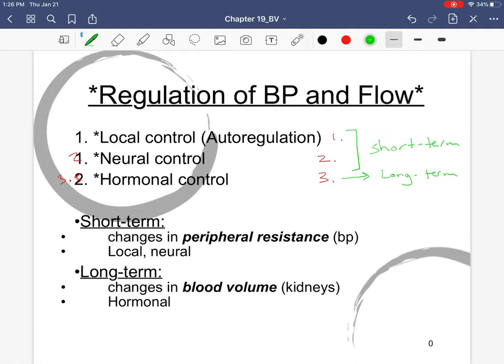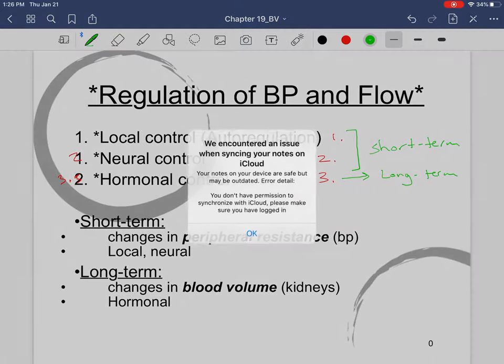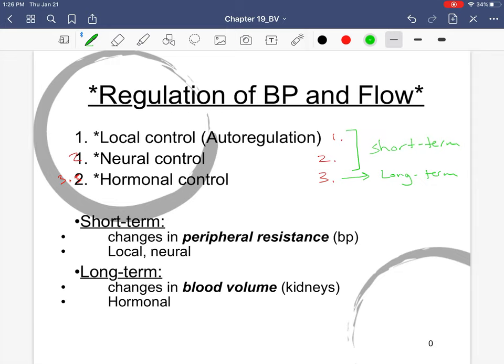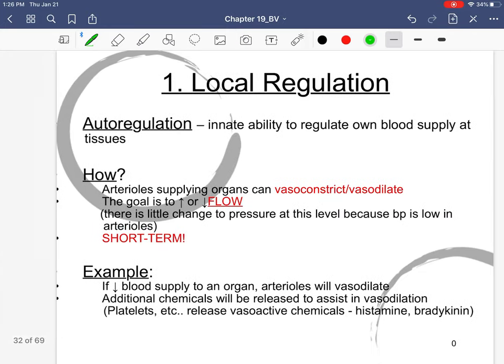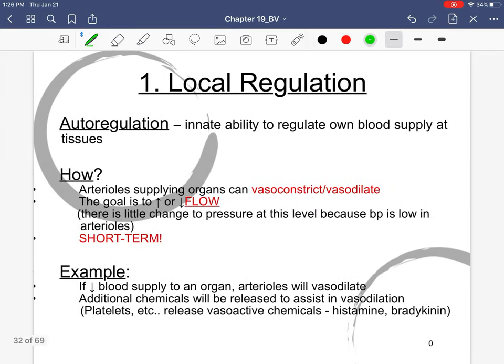We've got to release the hormones from a gland. Those hormones have to travel through the bloodstream. Then they've got to get to the tissue. The hormones have to interact with the plasma membrane of the tissue to get in. It takes longer. So it's no surprise that our nervous system is more of a short-term regulator and the hormones are long-term. And of course, the autoregulation with the vasoconstriction and vasodilation is short-term also.